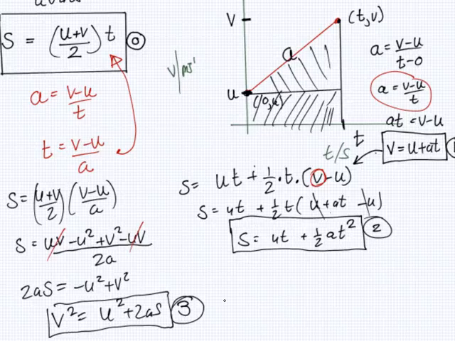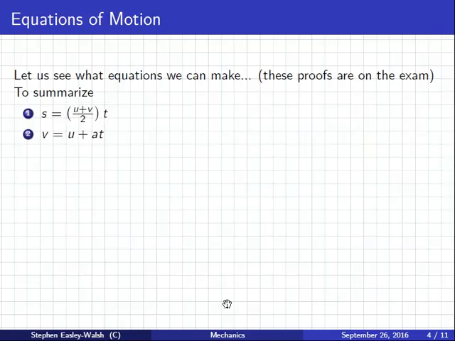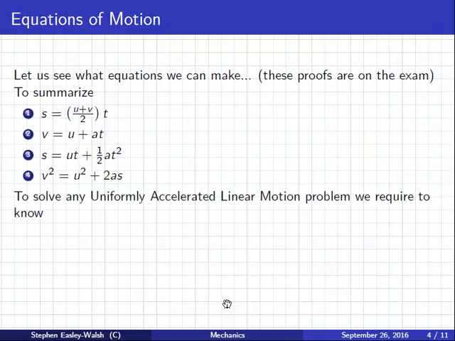So again, I'll remind you, the proof of these 4 equations is something that could be on the exam. This is the easiest way to prove them. Okay, continue. Yep. So, these proofs are on the exam. To summarize, S equals U plus V over 2T, V equals U plus AT, S equals UT plus a half AT squared, and V squared equals U squared plus 2AS. To solve any problem, we require to know at least 3 of the 5. U, V, A, T, S. We must know 3. Any 3. If we do not know 3, we cannot use these equations. So U, V, A, T, S, we need to know at least 3.